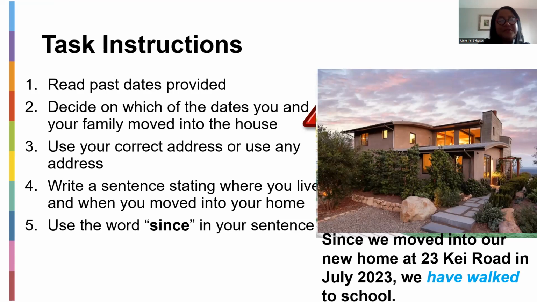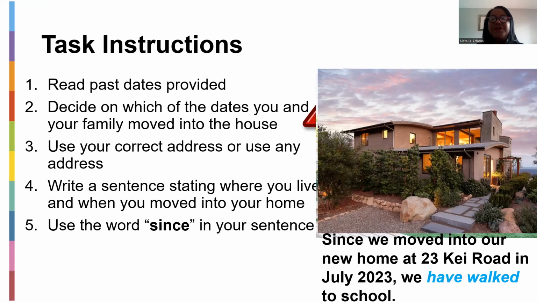Okay, so the first thing is that they needed to read past dates. So a past date would have been July 2023. Decide on which of the dates you and your family moved into the house. So they've decided that it is July 2023. Use your correct address or use an imaginary address. Here you can use 23 Key Road. You can use your address. Write a sentence stating where you live and when you moved into your home, and use the word "since" in your sentence.